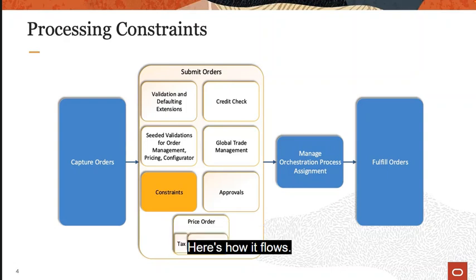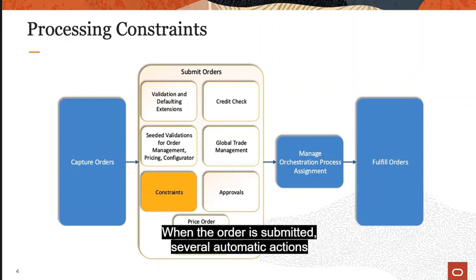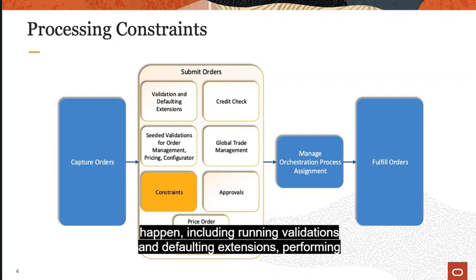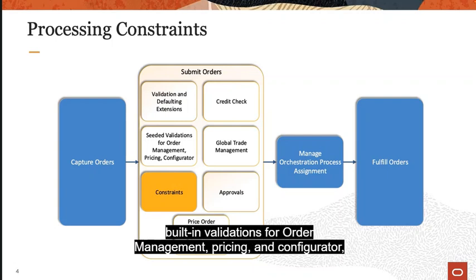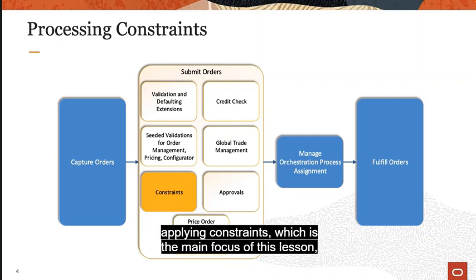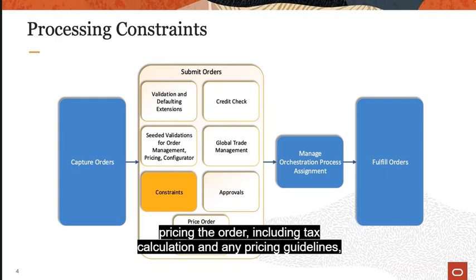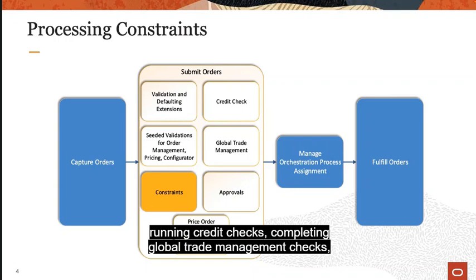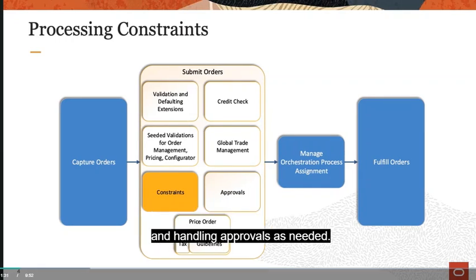Here's how it flows. First, orders are captured in the system. When the order is submitted, several automatic actions happen, including running validations and defaulting extensions, performing built-in validations for order management, pricing, and configurator, applying constraints, which is the main focus of this lesson, pricing the order, including tax calculation and any pricing guidelines, running credit checks, completing global trade management checks, and handling approvals as needed.